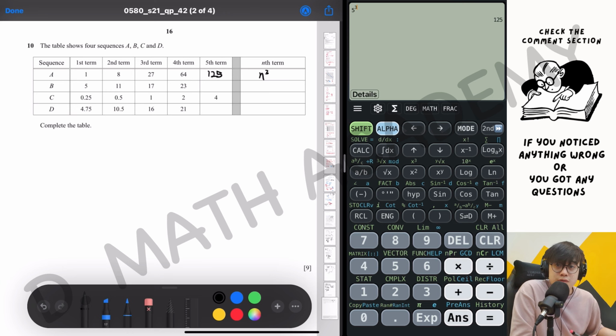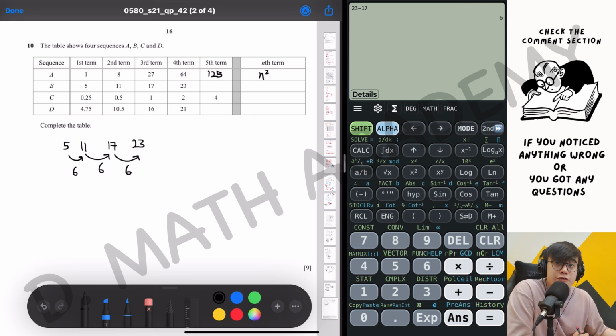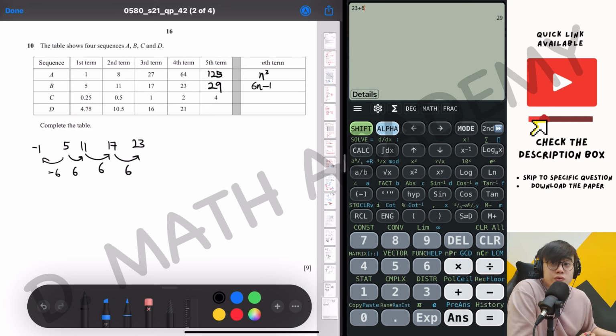As for b, I will write this down. So b is actually an arithmetic sequence where the change is plus 6. So to get to the next term, just take 23 plus 6, then you get your results. So to identify the n term, you actually need to trace it backwards. Instead of plus 6, you now minus 6, and you get your 0 term as negative 1. So the correct answer will be 6n minus 1. Okay, so that's how it works.